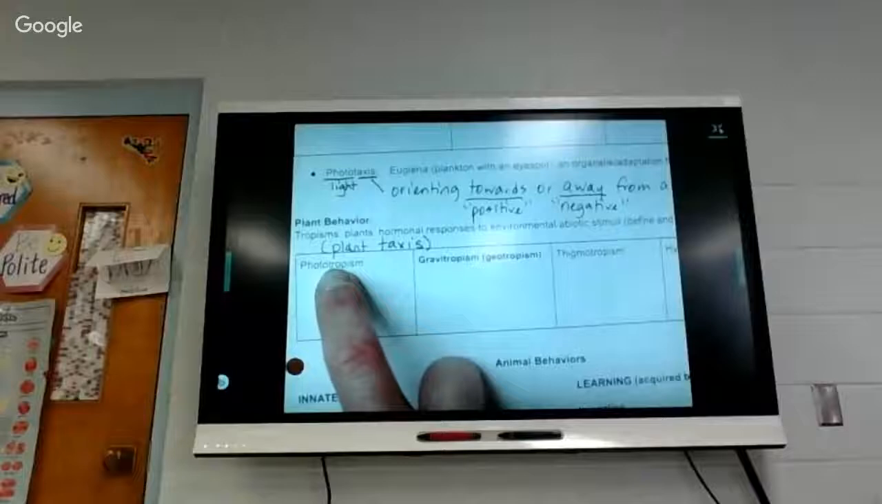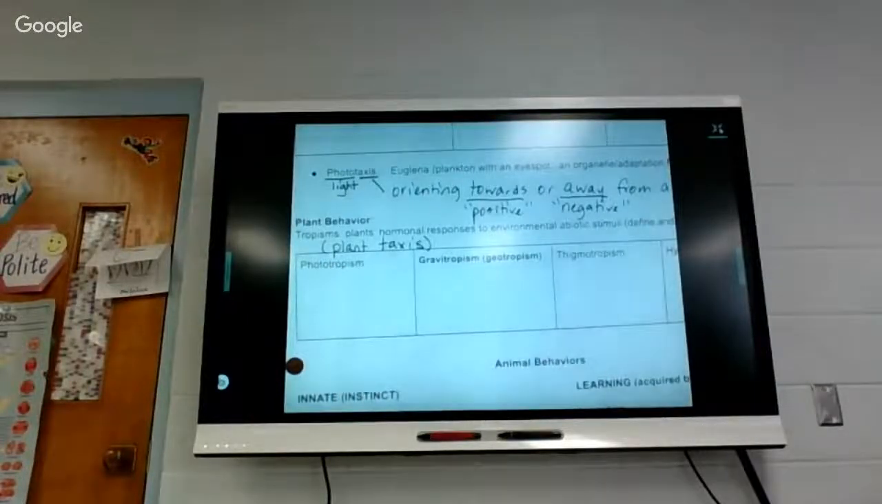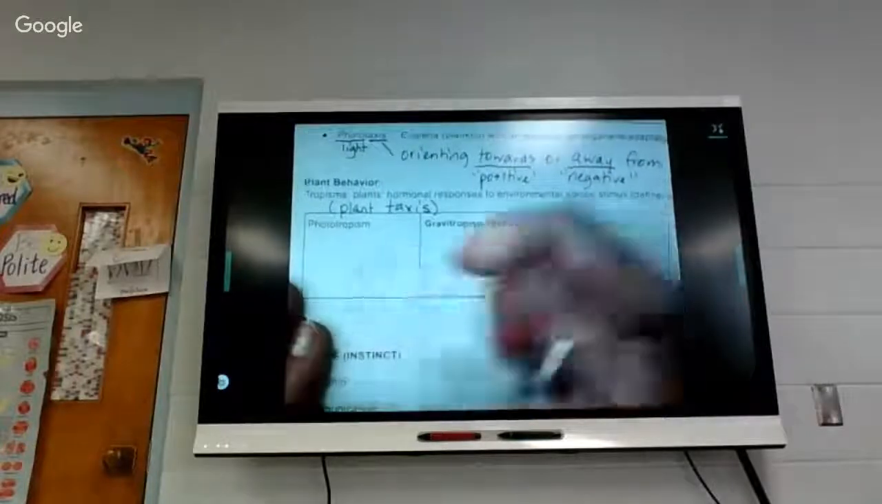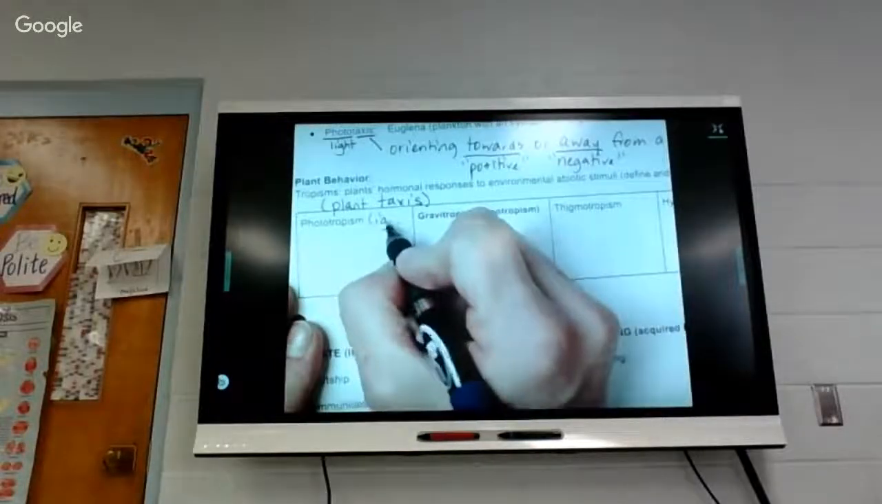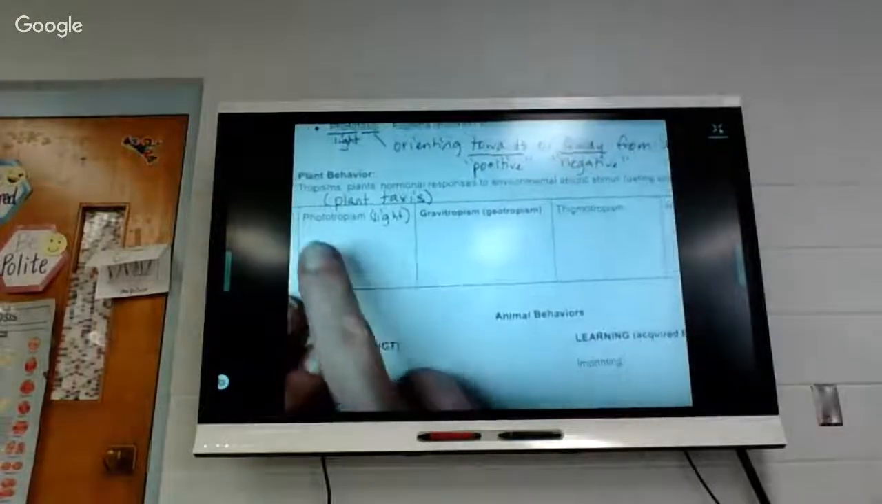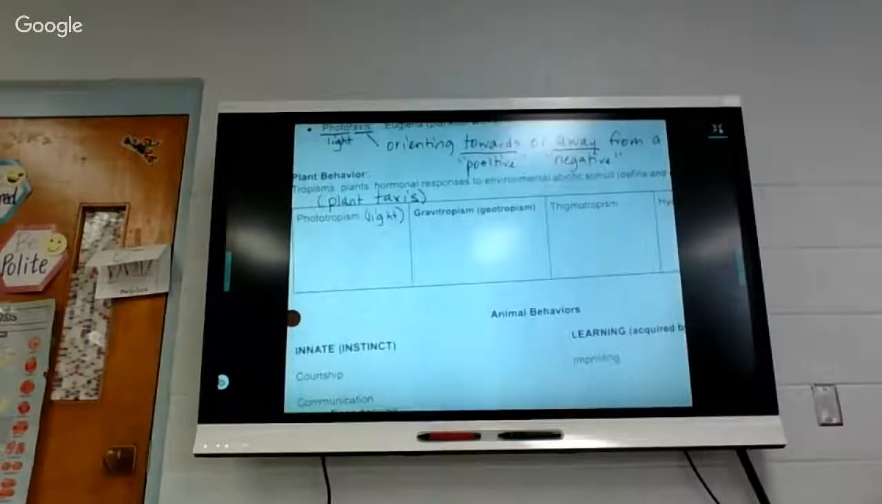So think about it. If you see a plant in a windowsill, usually it's just trying its best to get as much light as it can. So its stem or its shoot is moving towards the light, and that means its leaves are getting more exposure to the light. So for these next ones, we have phototropism, so light. This is usually the stem and the leaves moving towards the light, and we'll draw a picture.